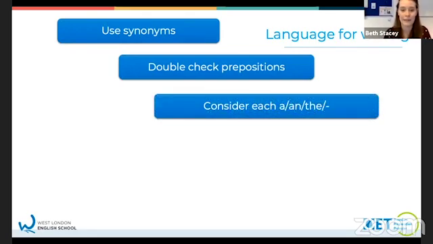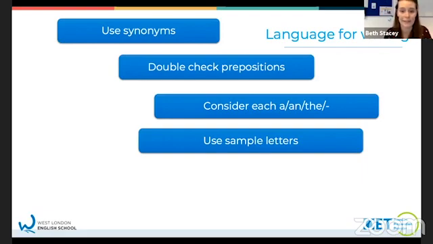Go through your letter at the end, proofread it, and check every single a, an, and the. I say this to students all the time. It's really important that you go through and double check them, because again, it's something that a lot of people have difficulty with.